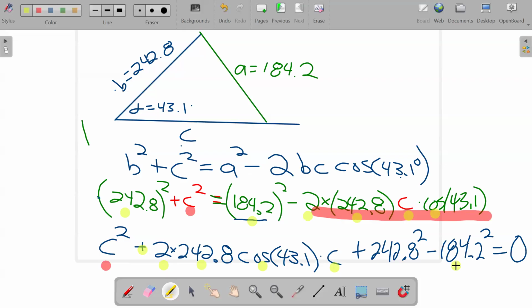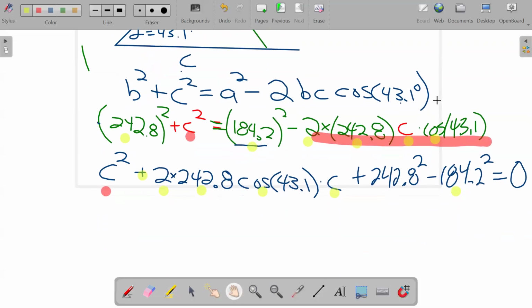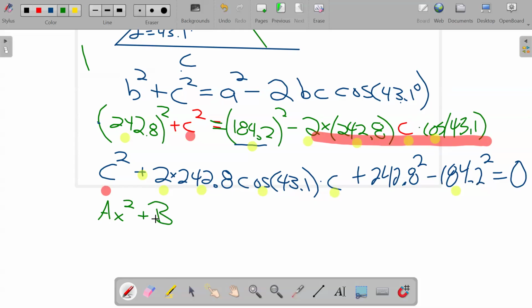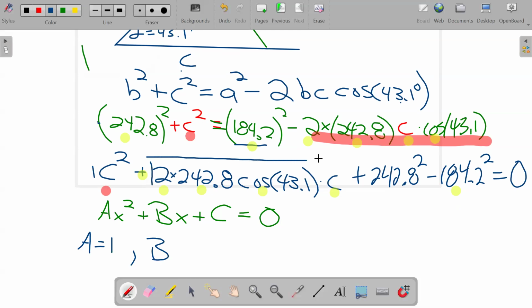All right, quadratic formula is what I would do next. And so what I'm going to do for the quadratic formula here is I'm going to label stuff. Think about it as capital A x squared plus capital B x plus capital C equals 0. What are my A, B, and C for the quadratic formula? Well, instead of an x, I have a C, which is fine. But I think my capital A is just a 1. In the quadratic formula, my B is going to be all of that.